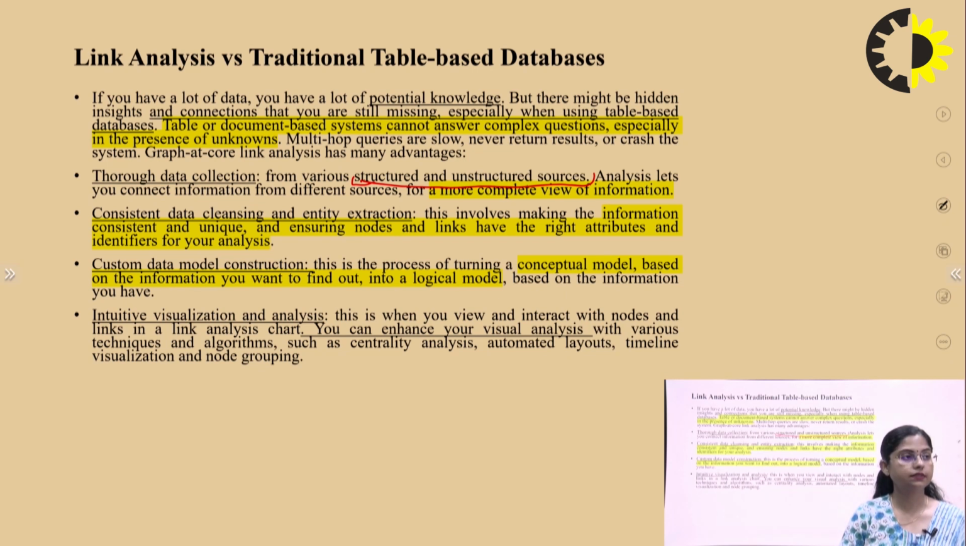Next, consistent data cleansing and entity extraction. This involves making the information consistent and unique, and ensuring nodes and links have the right attributes and identifiers for your analysis. Customer data model construction. This is a process of turning a conceptual model based on the information you want to find out into a logical model based on the information you have.